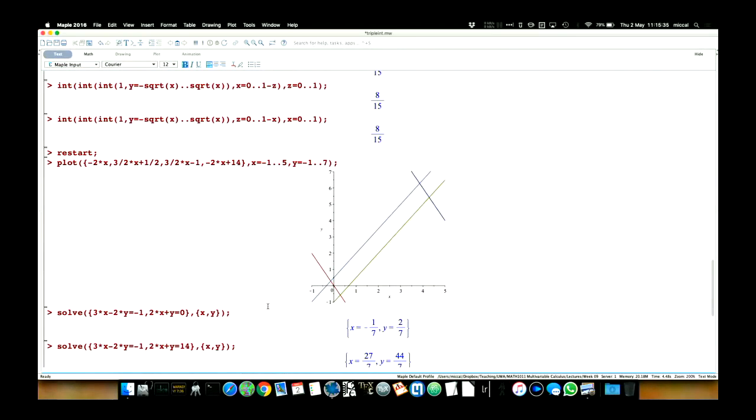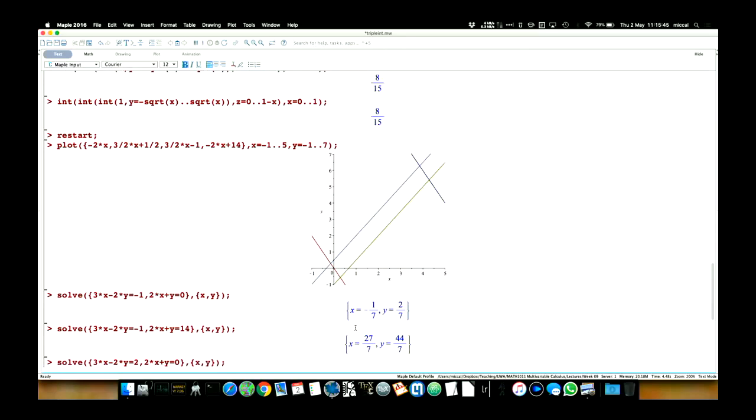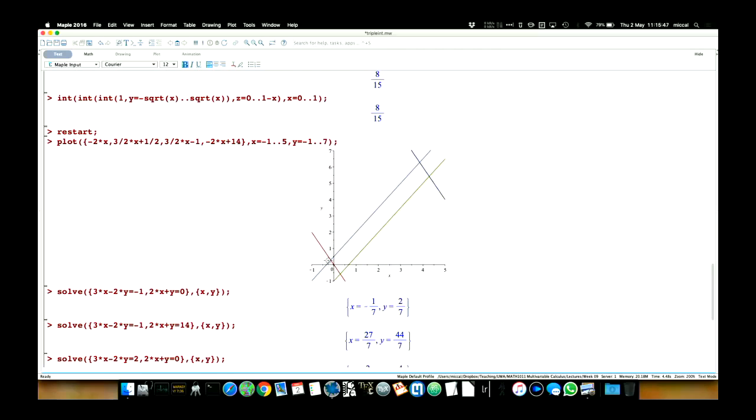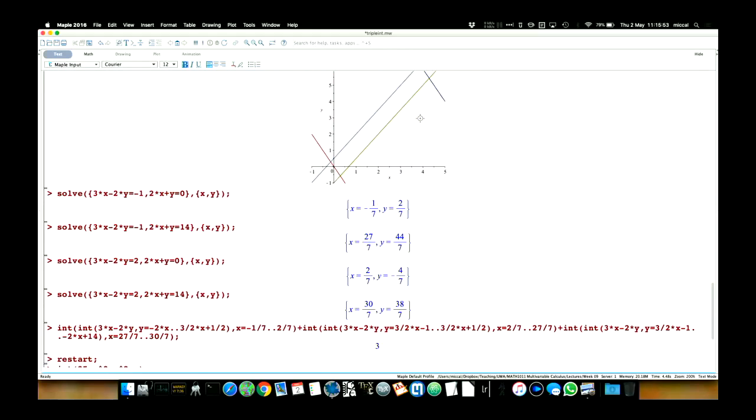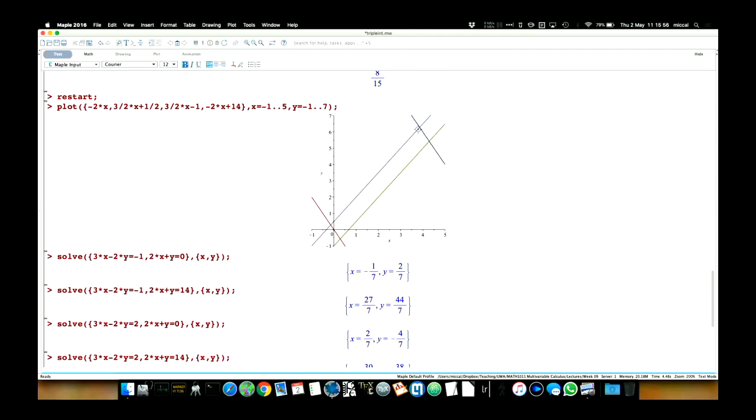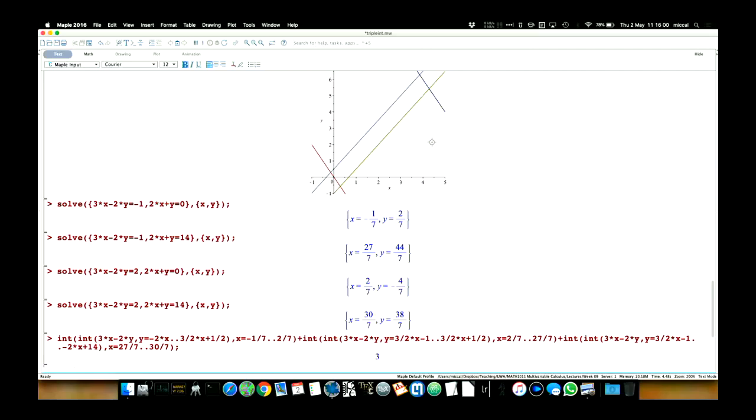Well, first thing, you draw it. Now obviously I'm cheating, right? But you draw it, that's what this region looks like. I'd have to find all these intersection points. So that's basically x is minus 1 on 7, that's x is 2 on 7, x is 27 on 7, and this is x is 30 on 7.